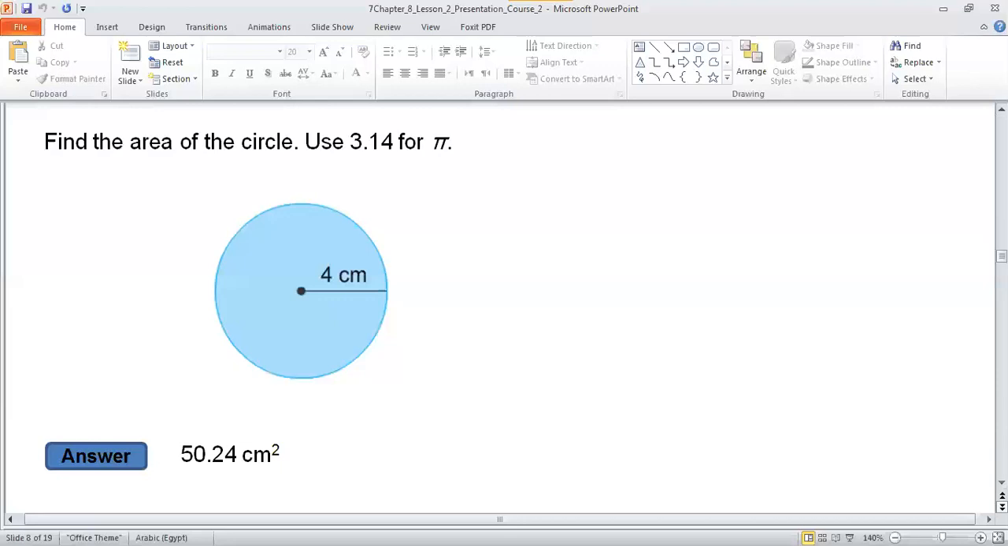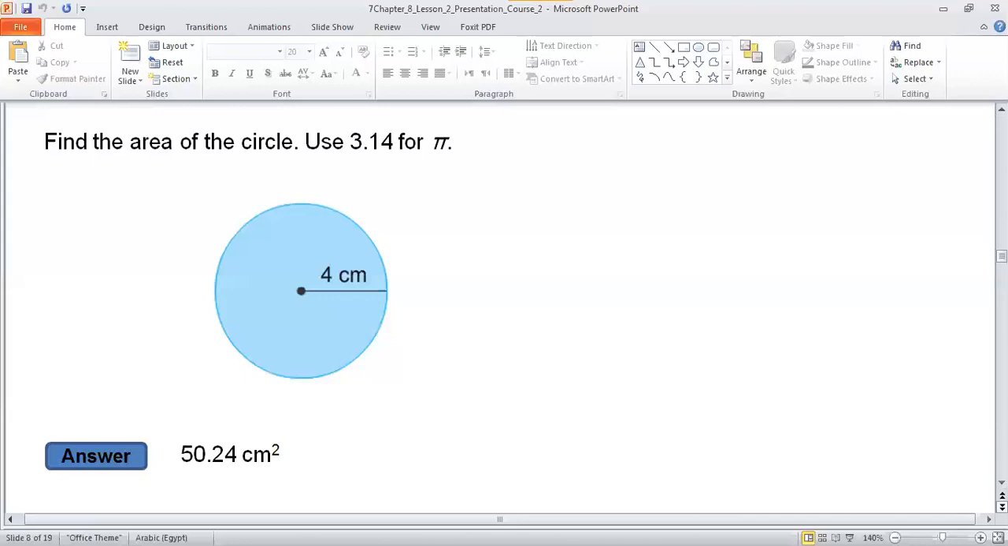So it will be 3.14 times r squared. What is r squared? 4 squared, or 4 power 2, which equals 16, right? If I need the area of the circle, and the rule is pi times r squared, it will be 3.14 times this number. We will multiply using the calculator. So 3.14 times 16 equals 50.24.